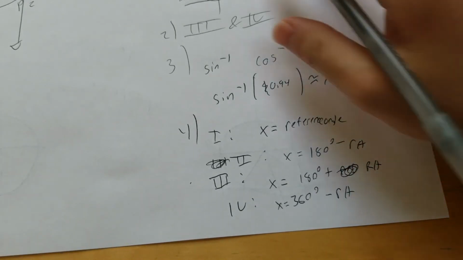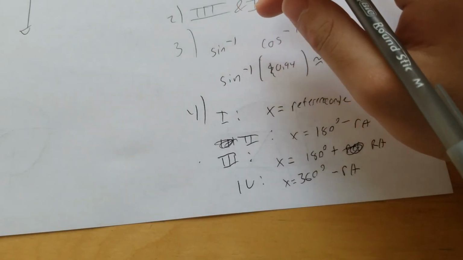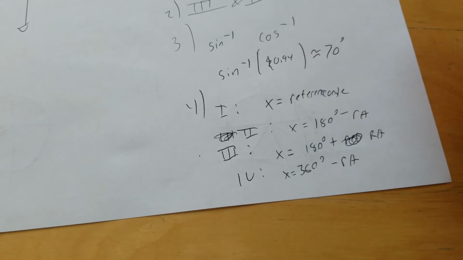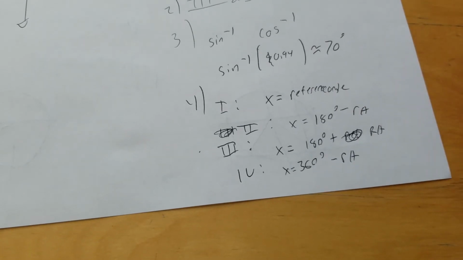Okay, so for this example, point P1 is in quadrant 3, P2 is in quadrant 4. The solutions are x equals 180 plus 70, which is 250, and x equals 360 minus 70, which is 290. Okay.